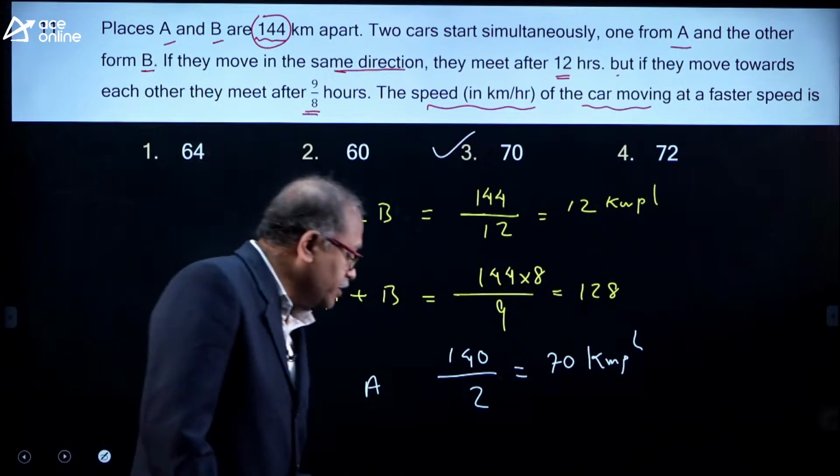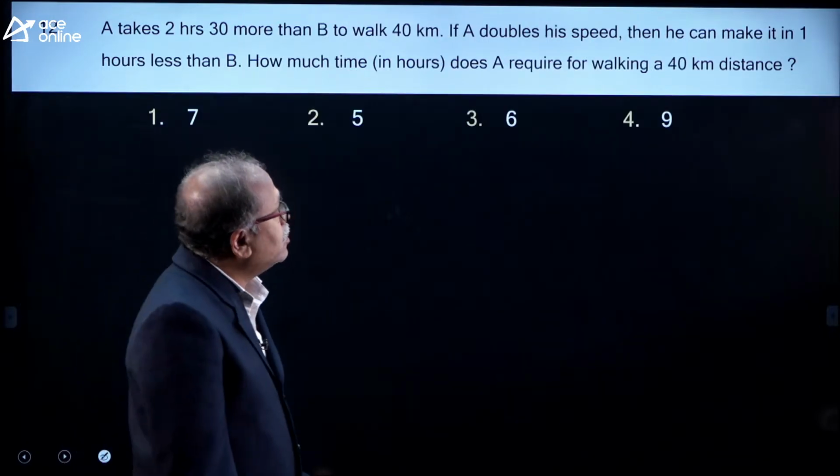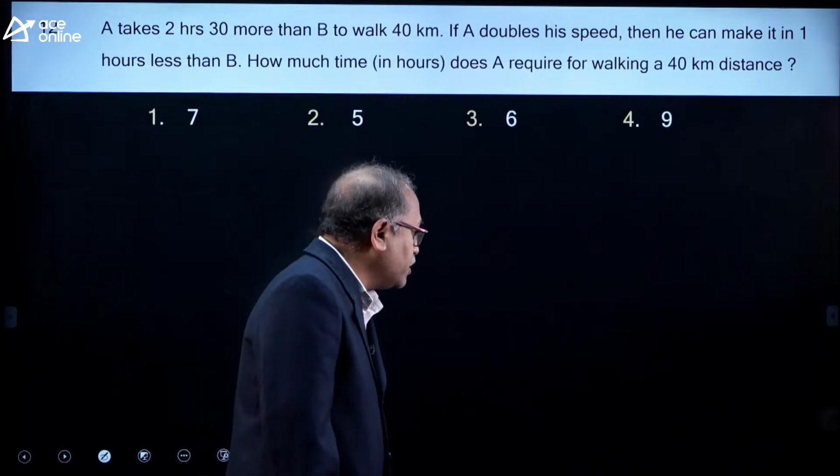Am I clear, my dear friend? I am giving you the next question on the board. Please try this or observe the solution over here.